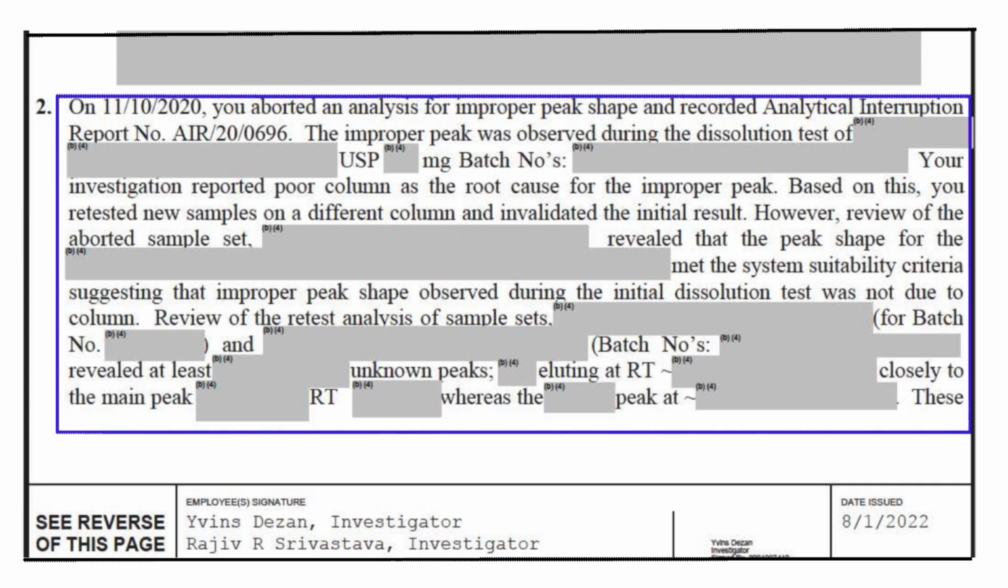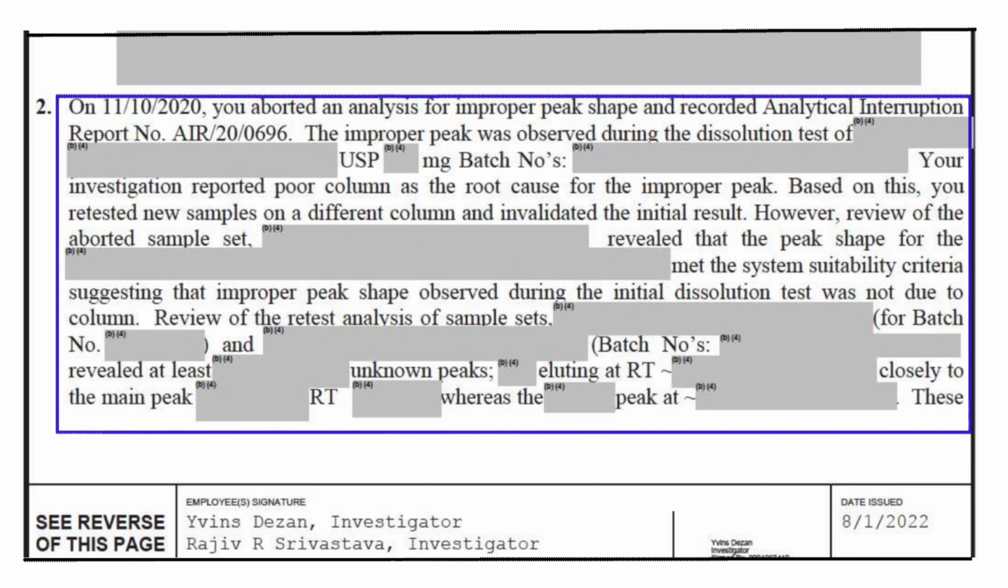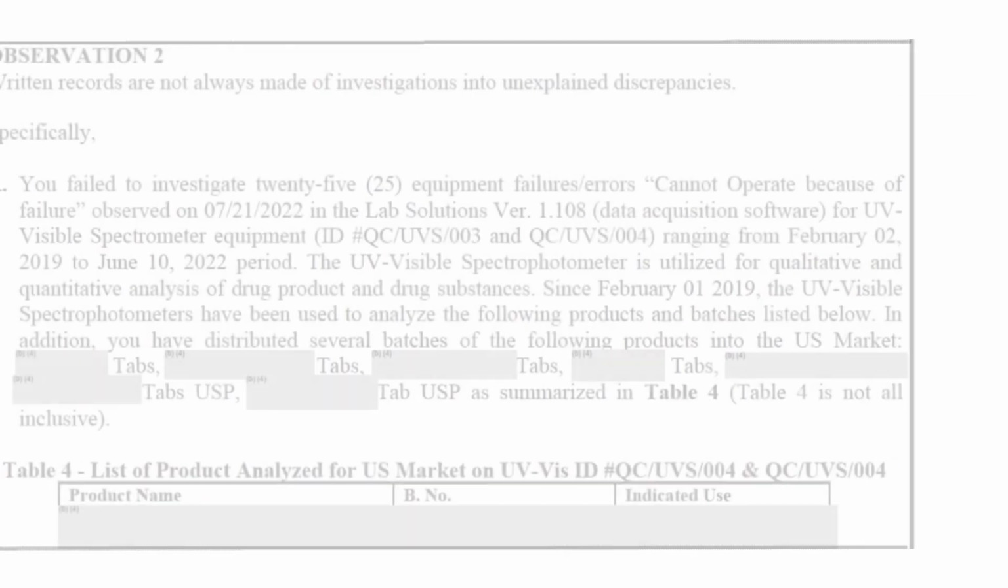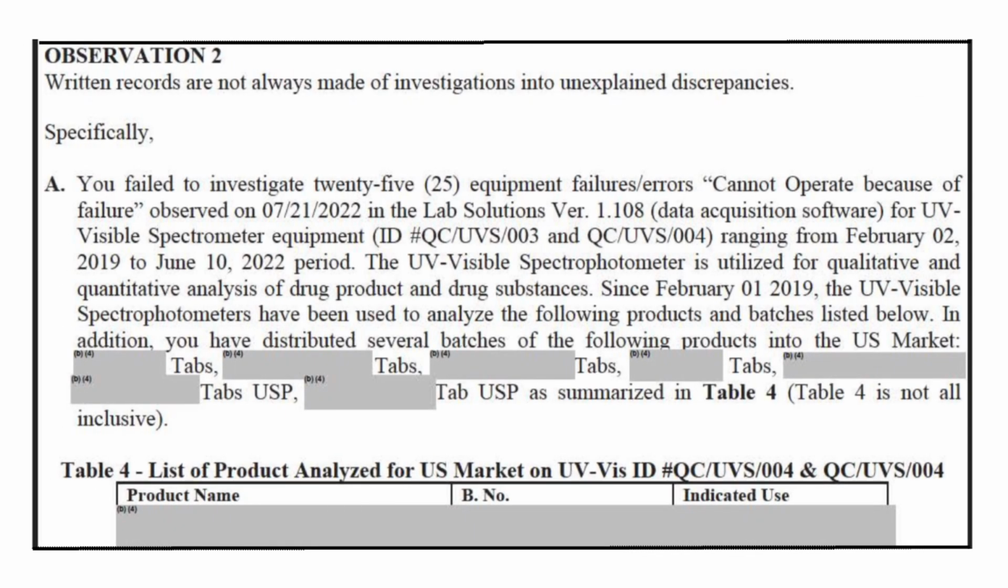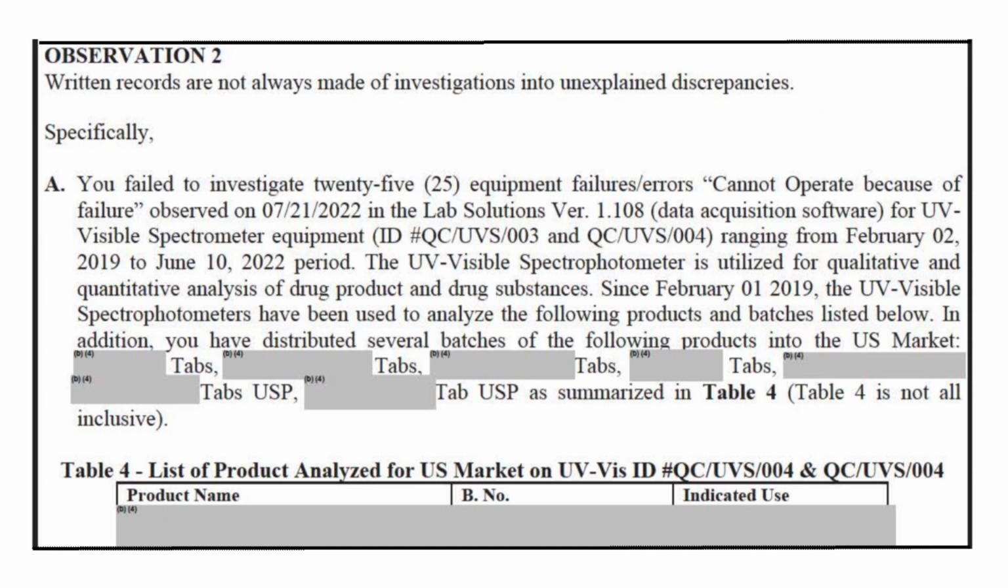Now, in the repeat analysis, unknown peaks were observed beside the analyte peak, and the same data was considered for reporting and batch release. Now comes observation number 2, and the title of observation number 2 is: written records were not made always for the investigations of unexplained discrepancies.